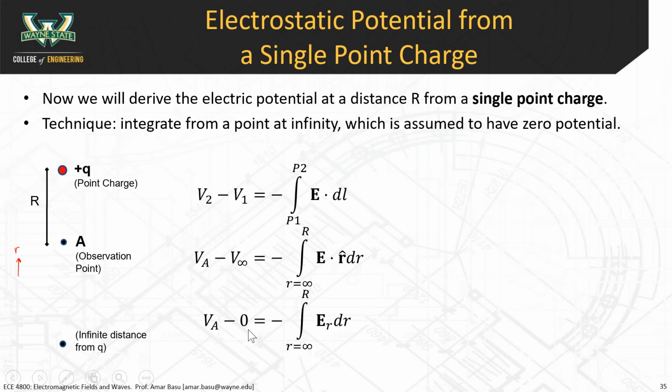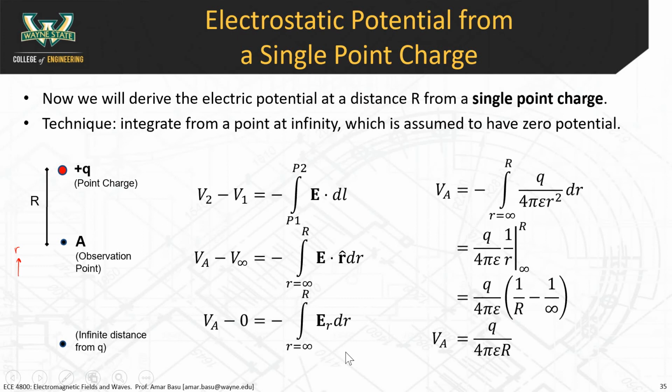All right, so you have V_A minus 0 is equal to the integral of E sub r dr. We took the dot product of these two. This is where you take the electric field that we found in the previous module. Remember, we found the electric field from a single point charge. It's equal to Q over 4 pi epsilon r squared. So we already have a formula for the electric field, and then we integrate it from r equals infinity to R.